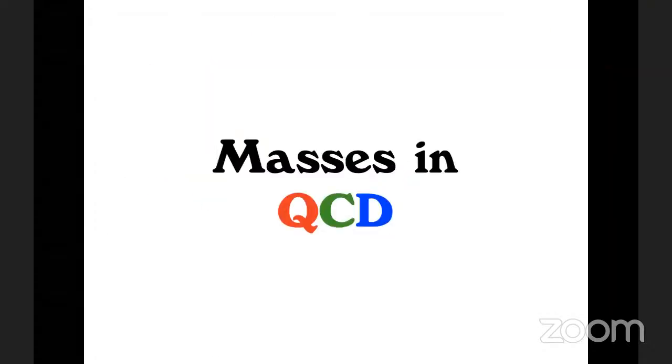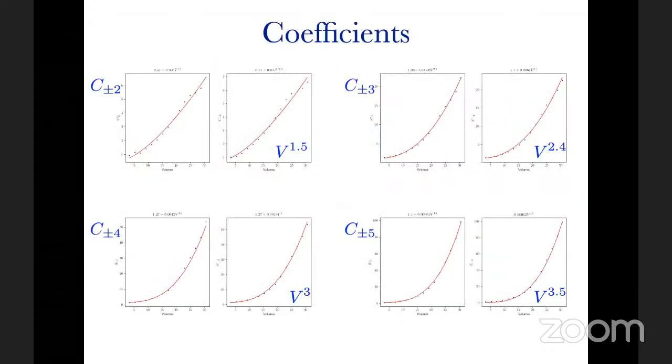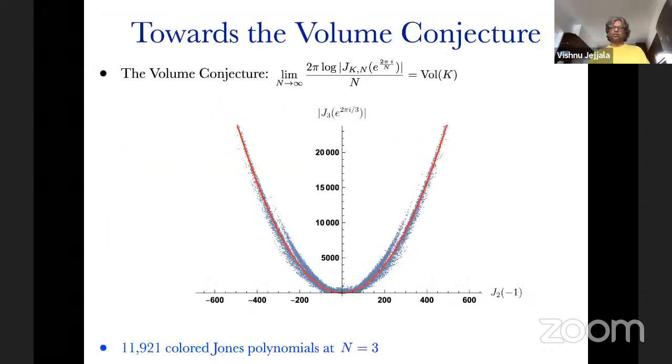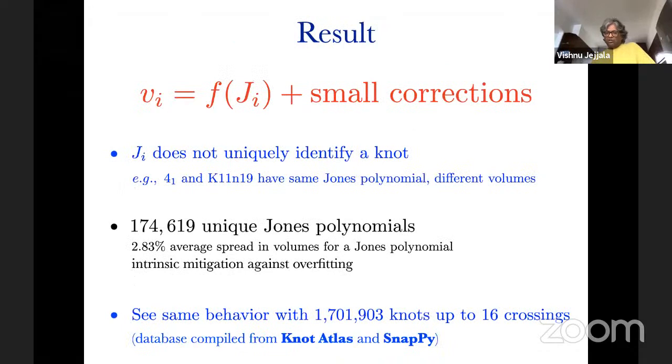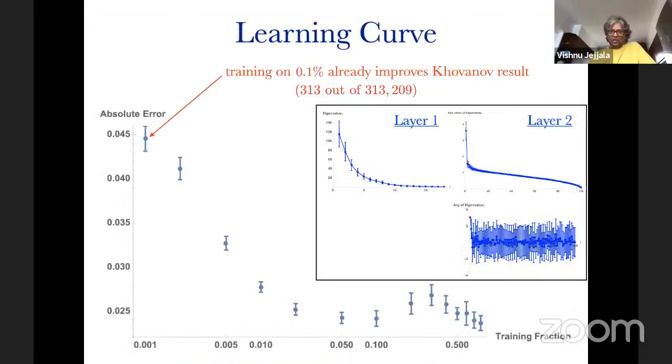Can I just ask quickly? So yes. What was the size of your data set, like the training and the test data set combined? The complete data set was 300,000 knots, roughly, 313,209 knots at 15 crossings. I see. The same results apply at 16 crossings, 1.7 million knots. It's just, it takes longer to compute these things, so I don't have a curve like this for 16 crossings. But I've looked at 16 crossings up to about 20% for the training set. I see. But even so, a very, very tiny fraction is enough in order to get results.